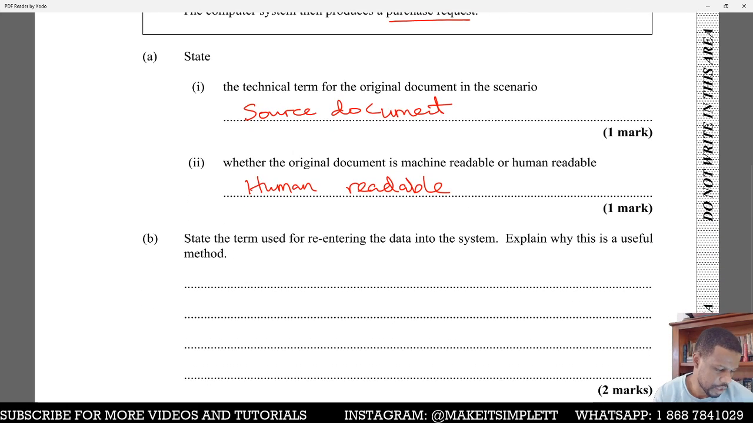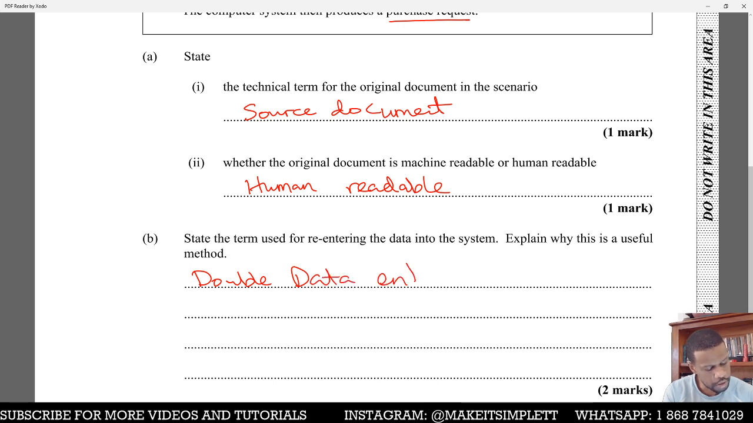The term used for re-entering data. If you're re-entering something, that means you're doing it twice. So that is double data entry. You enter the data twice.